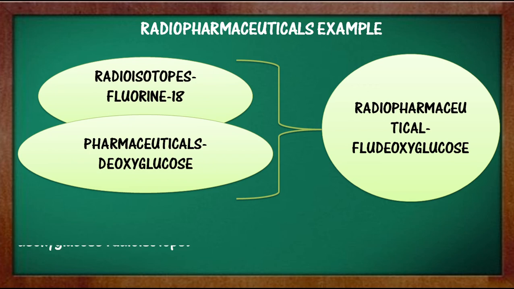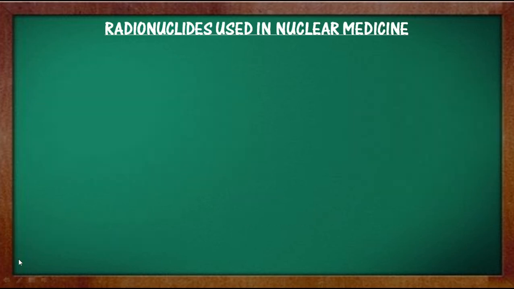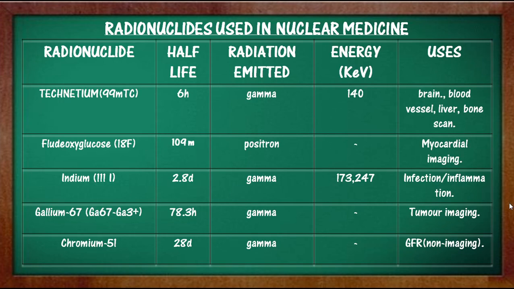So fluorodeoxyglucose is formed when fluorine 18 is incorporated into deoxyglucose, and thereby it forms fluorodeoxyglucose. And this is the basic formula for a radionuclide. Then we come to what radionuclides are used in nuclear medicine. I have listed only 5, but there are many that are used as radionuclides in nuclear medicine. Just go through it by pausing this video.